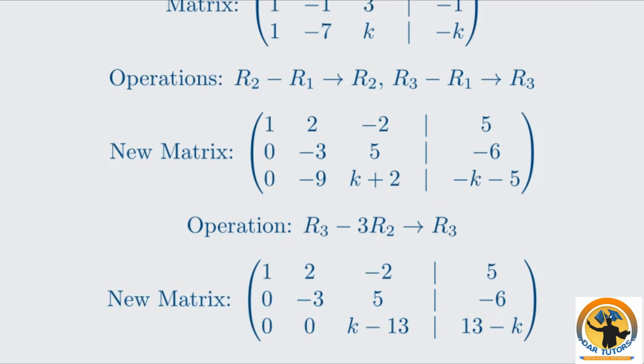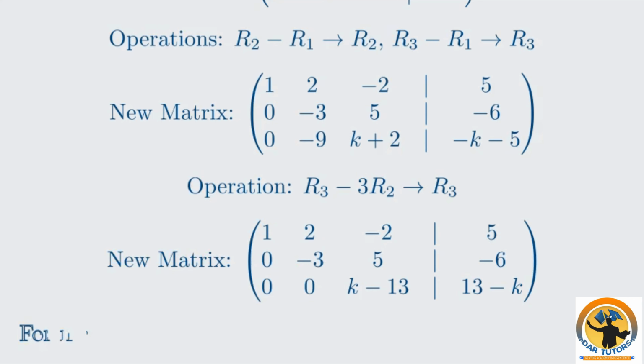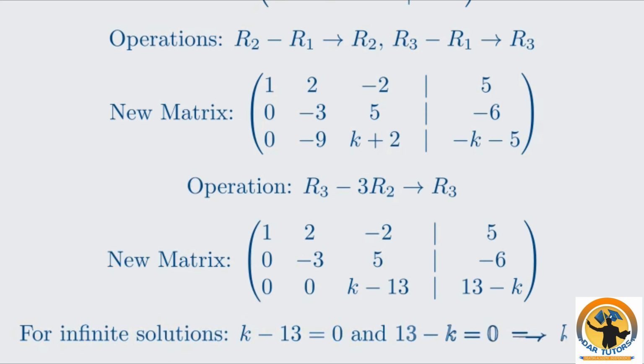For the system to have infinitely many solutions, the third row must be all zeros. This means both k minus 13 and 13 minus k must be 0. This occurs when k equals 13. If k is not 13, the system has a unique solution. Now, let's find the solution set for k equals 13.